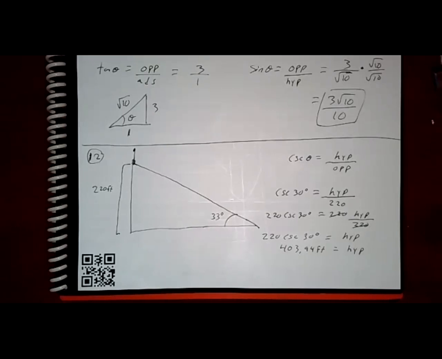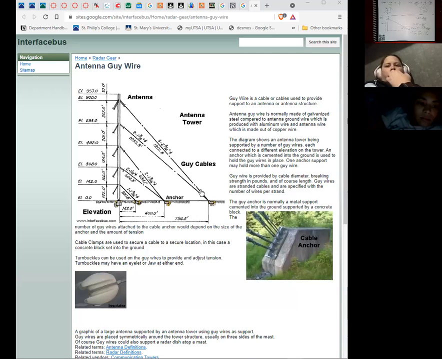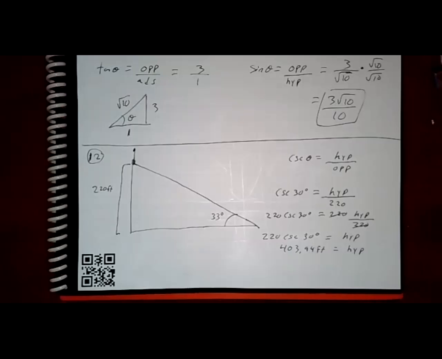Any questions on that? And if you're curious what a guy wire is, this is what it looks like. Support cables connect to an antenna or tower or something, and they're usually anchored to something. Anyway, you got it on 12?